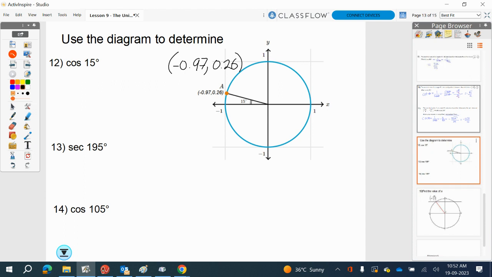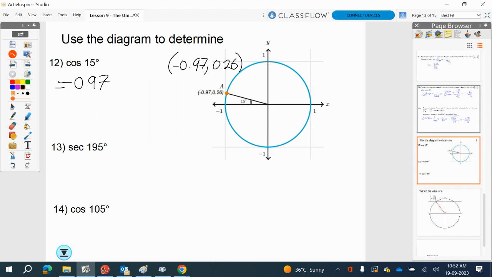Okay, let's look at some answers here. We need time for the hard questions still. The first one. It's negative 0.97. Nope. Normally it would be minus, but negative and then negative. Cosine has to be the.